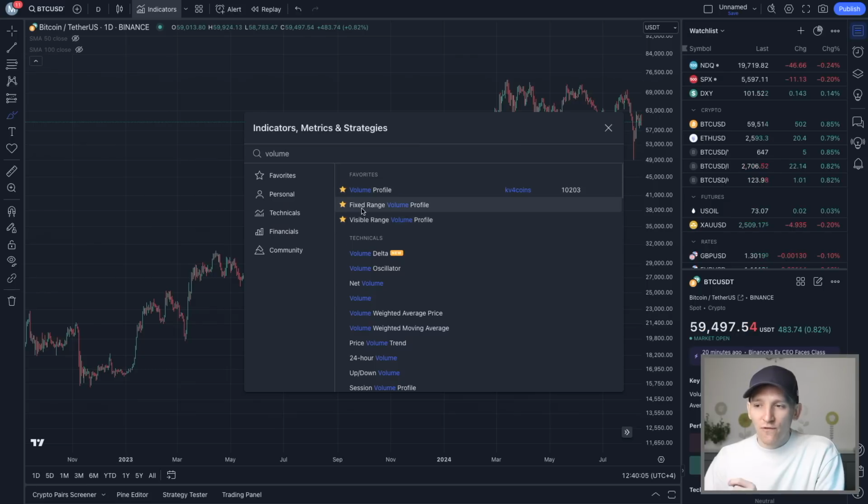I'm actually going to use the fixed range here. You can use visible range, but when you move the chart, everything that's visible then gets calculated in the volume profile indicator. I don't want that. I want to use a fixed range so that we can see exactly what we want to see. So I'm going to click fixed range here, then click X out.